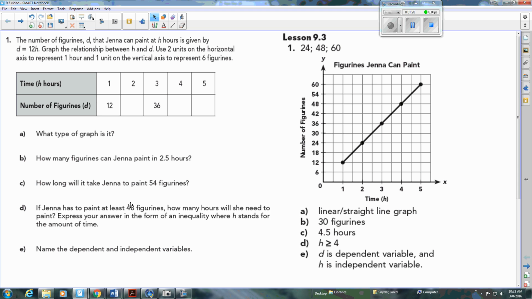How long will it take Jenna to paint 54 figurines? So go all the way up to 54 figurines. Come over here, that's going to be 4.5 hours. It says, how long will it take Jenna to paint? No, I already did that.